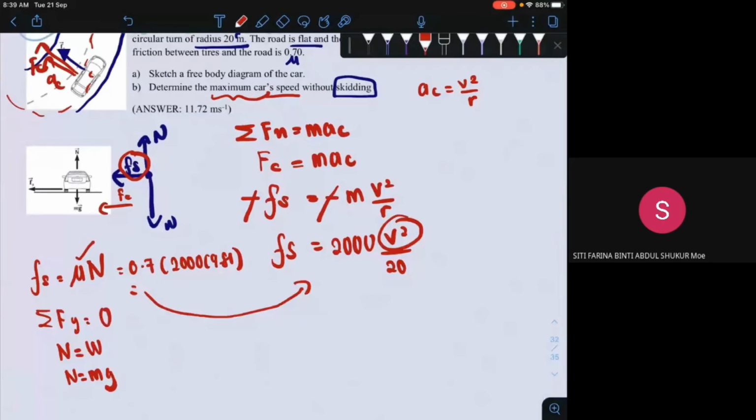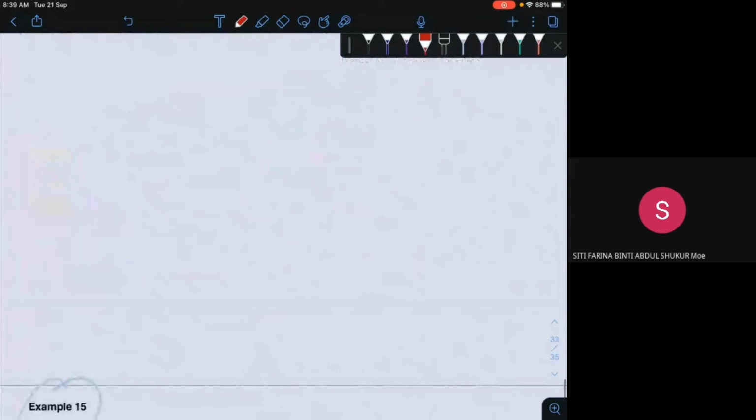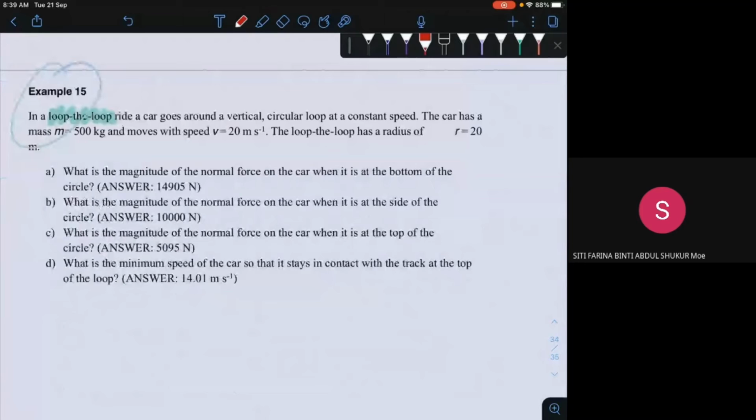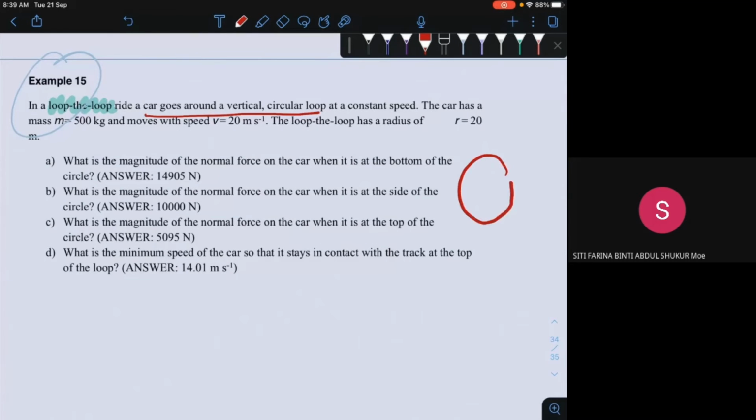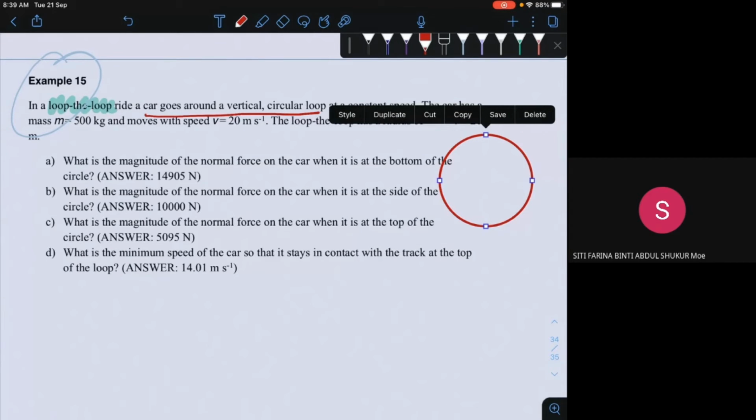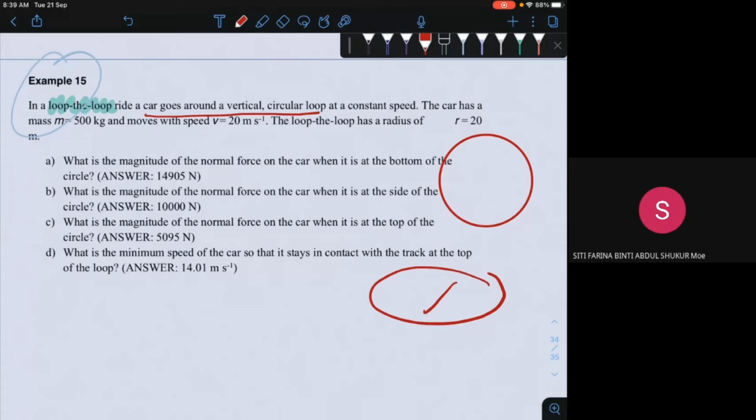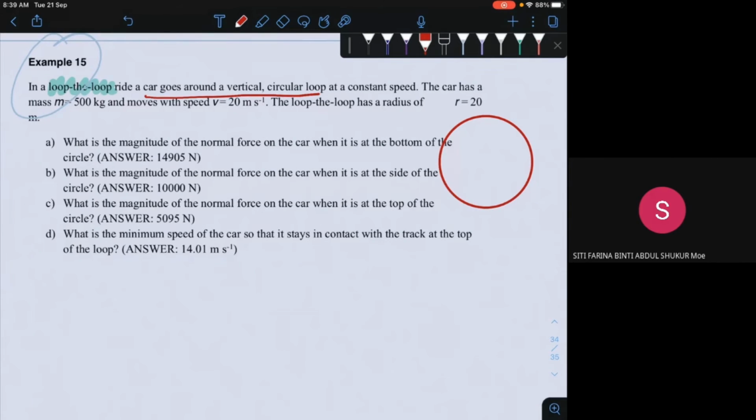Okay, saya proceed ke soalan seterusnya. Example 15, the last question here. Dia kata the loop ride a car goes around a vertical circular loop at a constant speed. Okay, vertical circular loop maksudnya kita punya loop dekat sini adalah bentuk begini. Kita nak dia vertical. Bulatan kita berdiri, bukan yang begini. Ini horizontal.